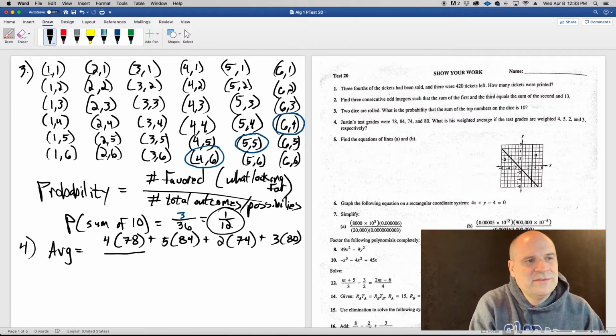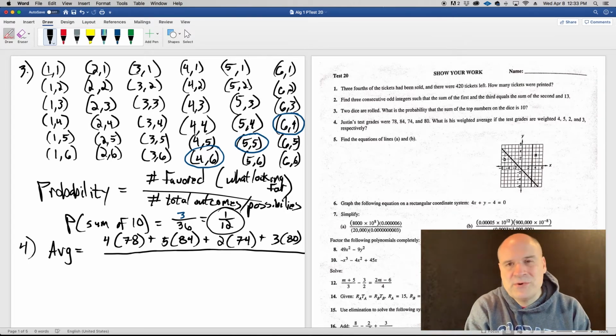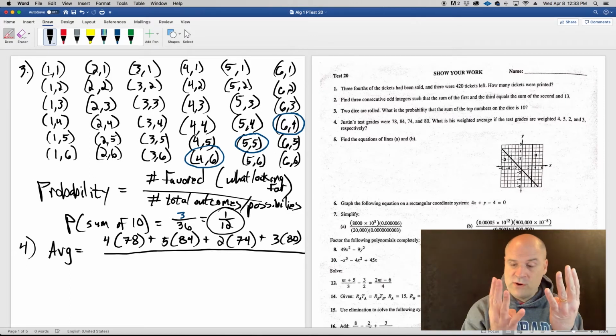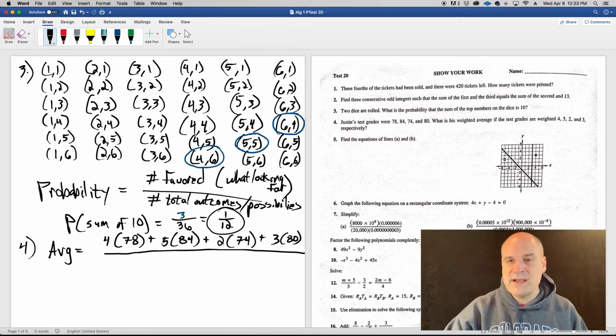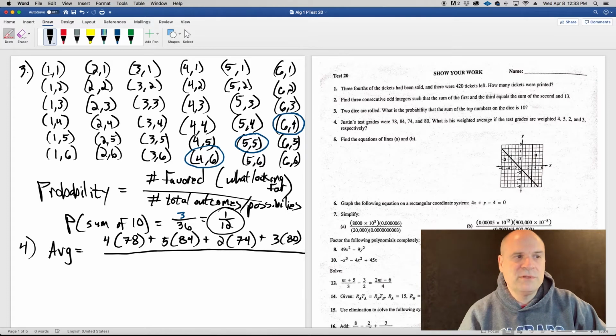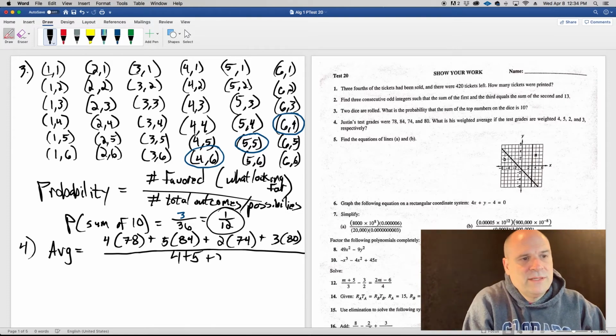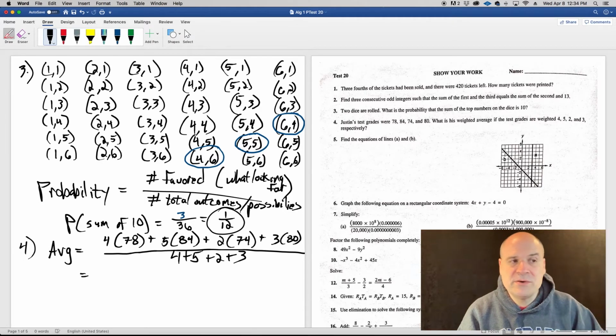All right, now how many total scores are there? Well, there's only 4 tests, but remember we counted these scores multiple times. So we counted that 78 4 times. So really there's 4 78s, 5 84s, 2 74s, and 3 80s. So how many total scores did we count? Well, 4 plus 5 plus 2 plus 3. Okay? So let's do that. That's really just 14 scores, okay?